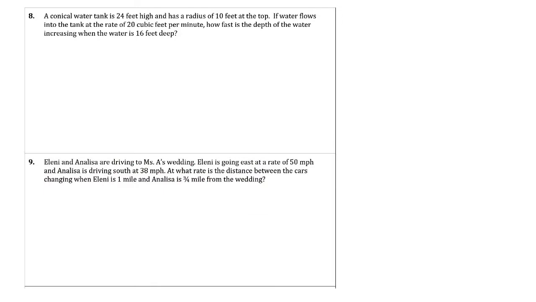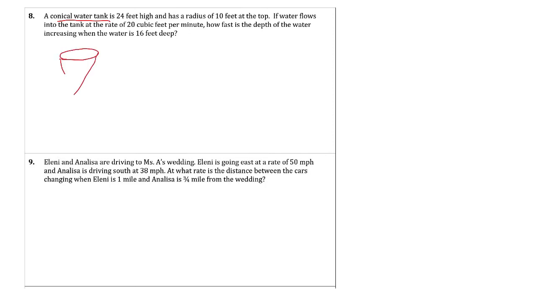A conical water tank is 24 feet high and has a radius of 10 feet at the top. So now earlier when we talked about the radius of a cylinder, that radius was constant. This is not going to be constant because we have that conical shape. It doesn't say it was inverted, but if we had our cone, it's going to have something like this.